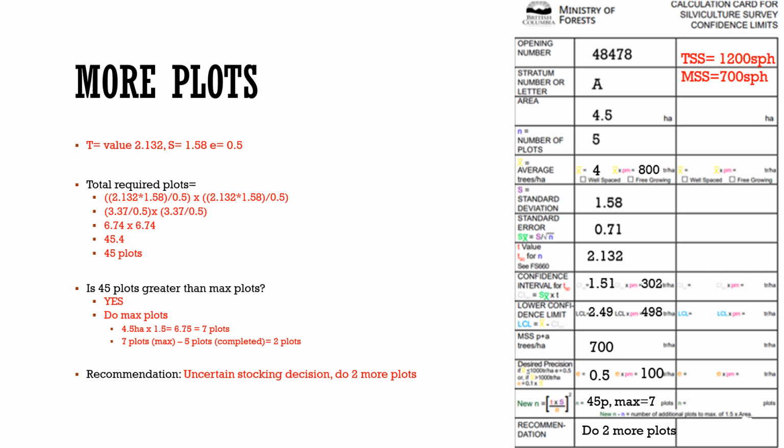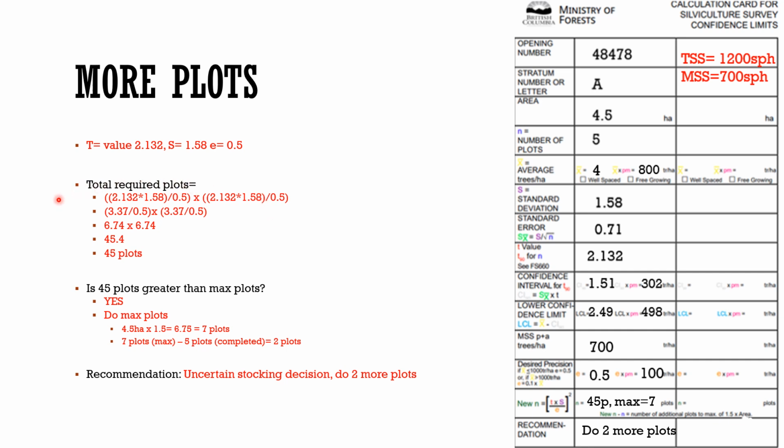Okay, so to figure out how many more plots are required, we're going to use the formula that's listed right here. It relies on standard deviation, t-value, and your desired precision, your e-value. So the formula requires you to multiply your t-value, 2.132, by your standard deviation, 1.58, and then we're going to divide that by the precision, 0.5. So to start, let's just do the 2.132 times 1.58. That gives us 3.37.